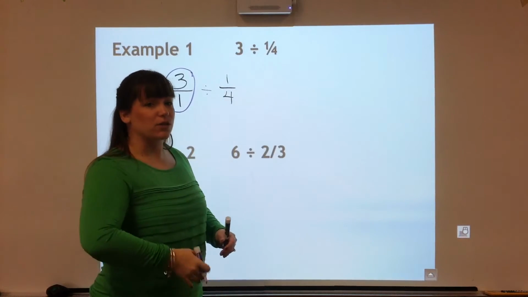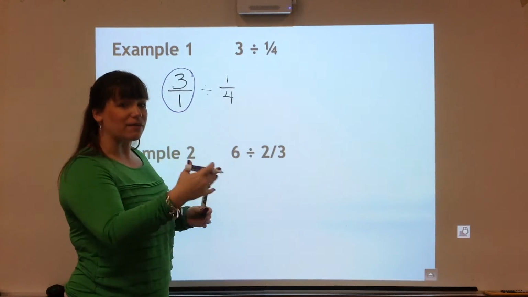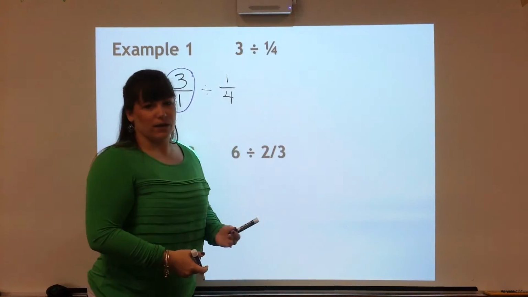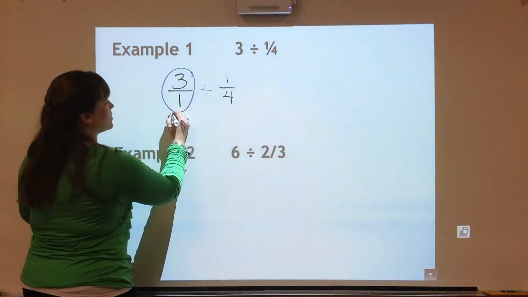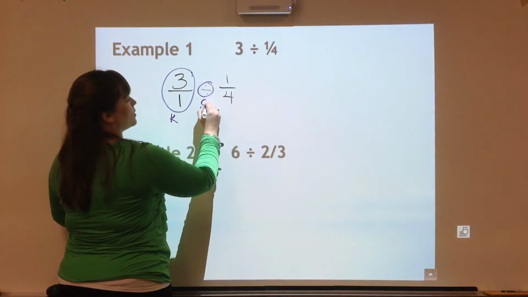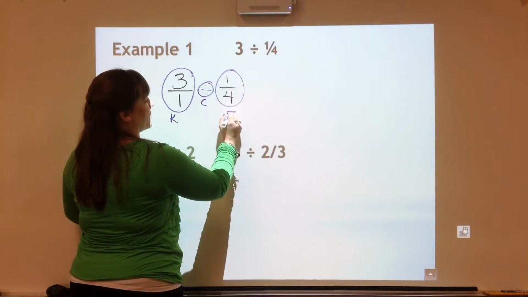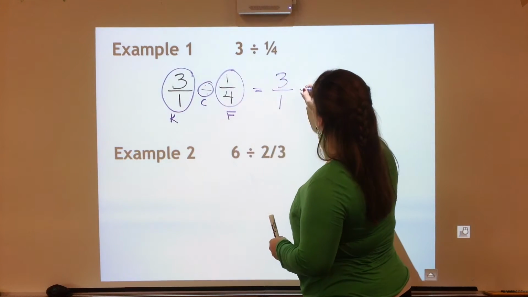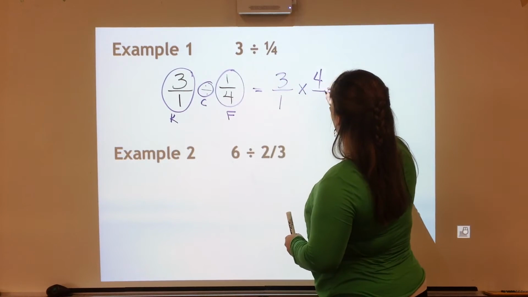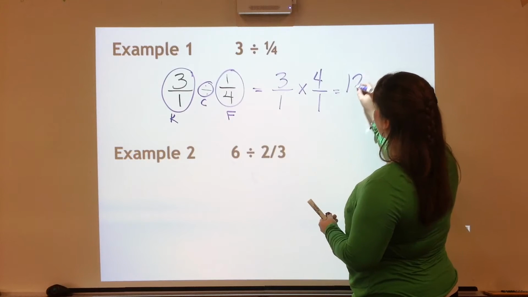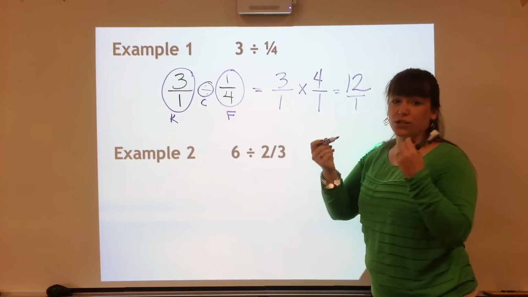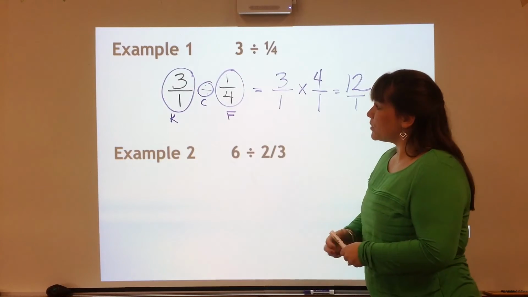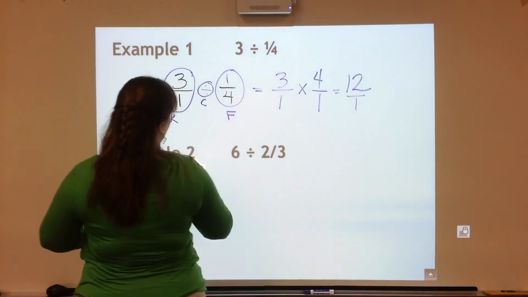And I really want you to do this so that you don't make a mistake by going too fast. I have lots of students who don't actually circle the KCF, and they either forget to flip or they forget to do one of these steps. So this is the keeper, this is the changer, and this is the flipper. So that is going to equal 3/1 times 4/1. And like we saw before, it's just the whole number 12.